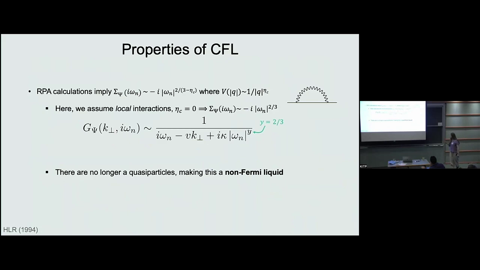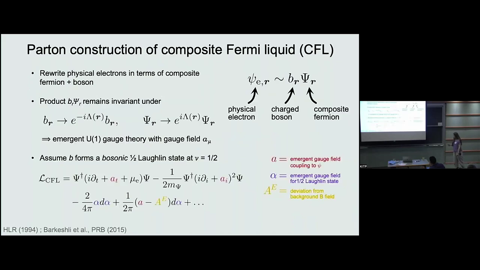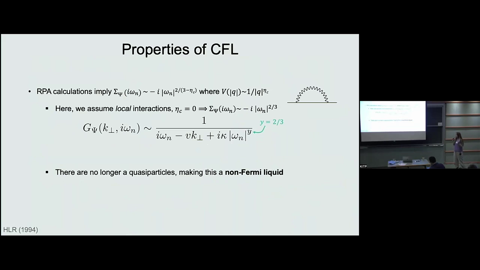Okay, so this is a strongly correlated theory, and so we can try to understand it to the best of our ability, particularly using RPA. If you do RPA calculations, you find the self-energy, which takes this form, the absolute value of omega to the 2/3 minus eta c, where eta c here is the exponent for the Coulomb interaction.